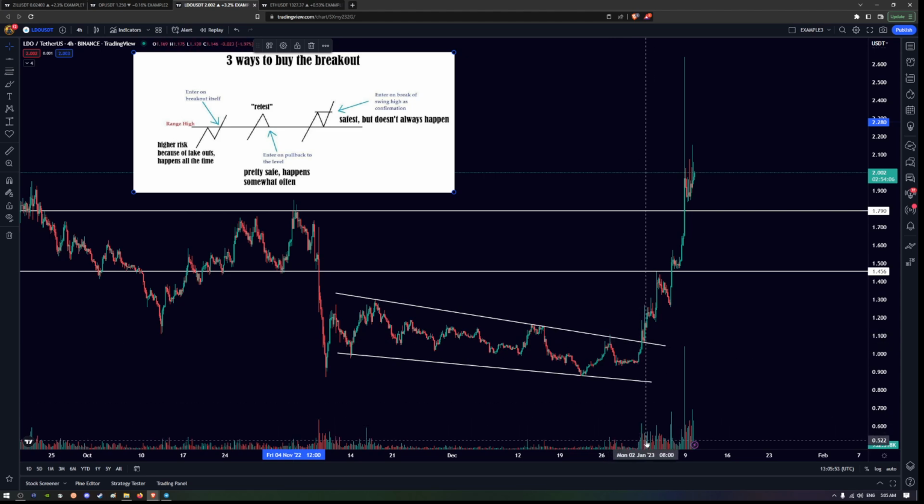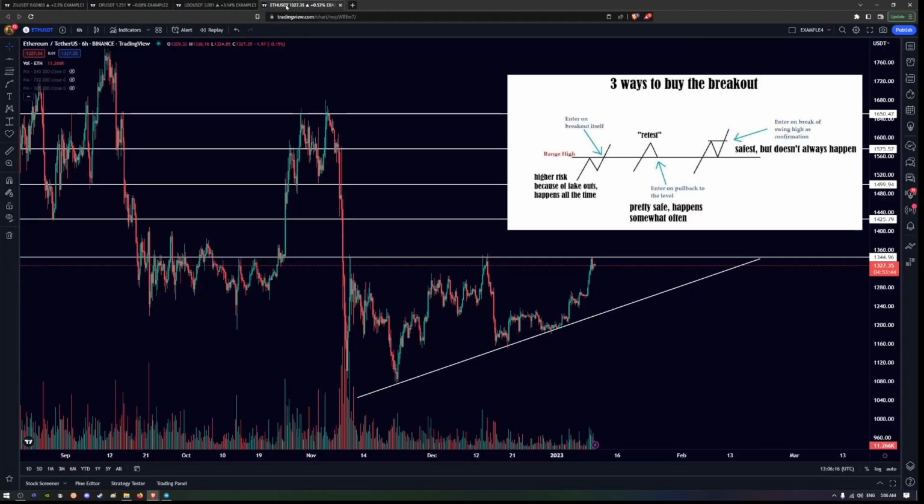You had some volume confirmation once it broke that level. It came up and then it retested. You could have entered on the retest itself, or you could have entered on the break of the swing high. So once this green candle started climbing above the initial breakout candles, this is your entry on the break of swing high as confirmation. Now we'll go over to Ethereum.